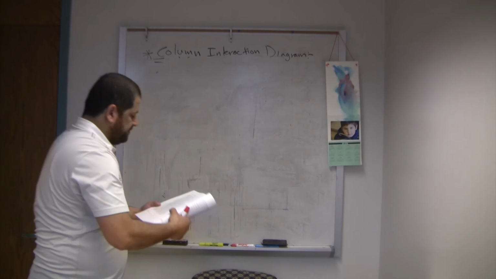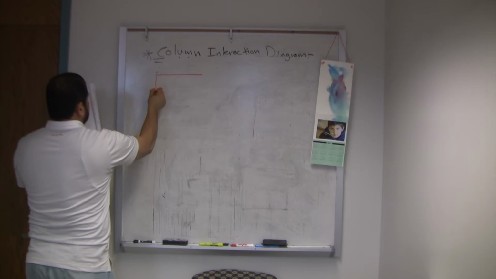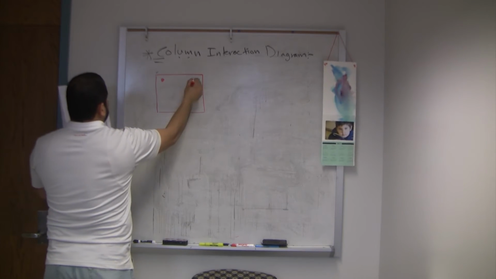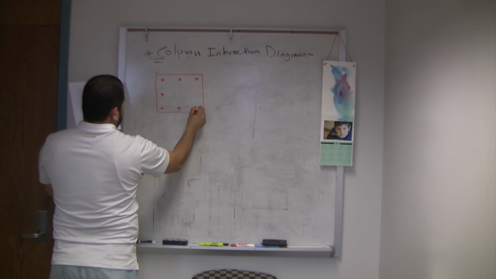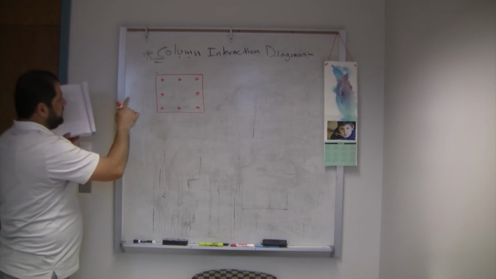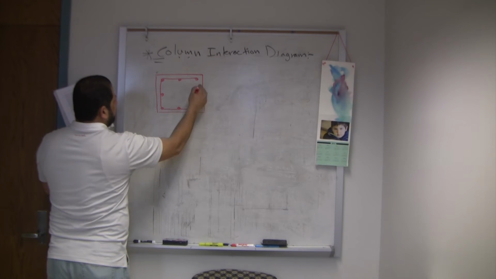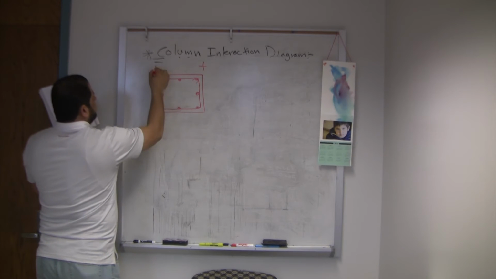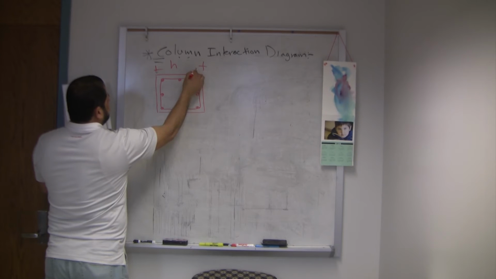So the interaction diagram will look like this. For a given column, the reinforcement is given. Can be 8, can be more than 8, but in this case, the distribution of the steel on the 4 sides is equal. So usually, this is H, okay? This is H, and this distance here is called gamma H.